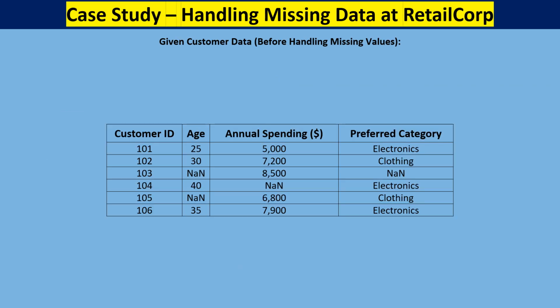Case study: handling missing data at Retail Corp. The background is Retail Corp collects customer data for personalized marketing, but missing values exist due to incomplete surveys and system errors. So you can see here this one is missing, this one is missing, this one missing, and this one missing.